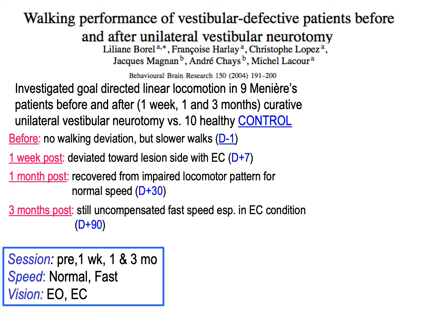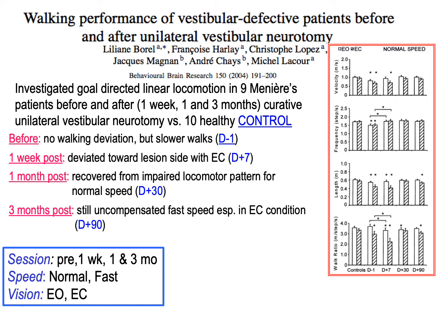Okay, and they also looked at, in terms of the terms that you'll see for the reporting of the results, you'll see the following terms. So session, speed, and vision. So session was that pre-surgery visit to the laboratory, and then they looked at 1 week, and then 1 and 3 months later. Speed, they had those individuals walking at a normal speed and then walking at a faster speed. And vision, they asked them to do the walks with their eyes open and with their eyes closed.